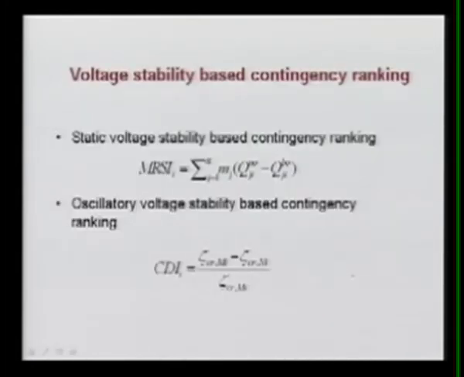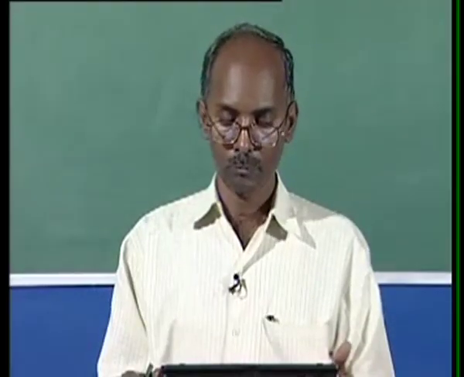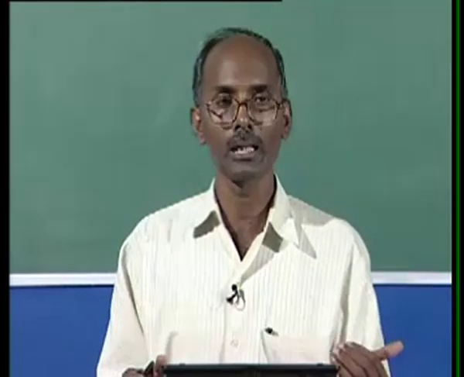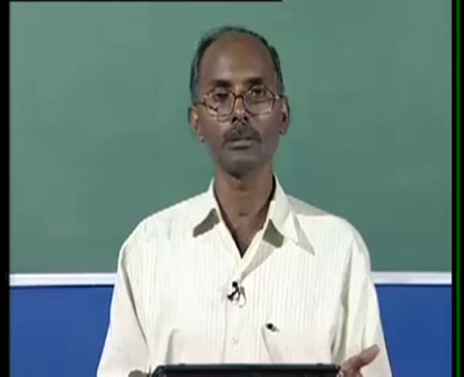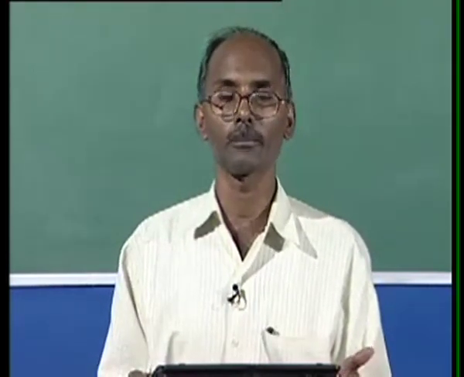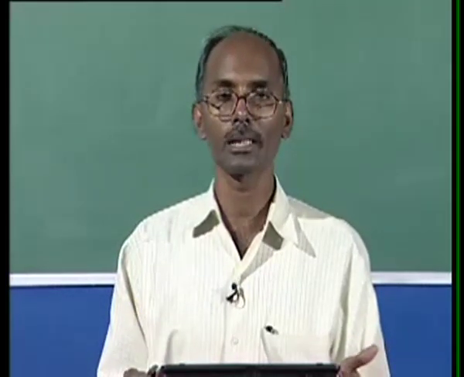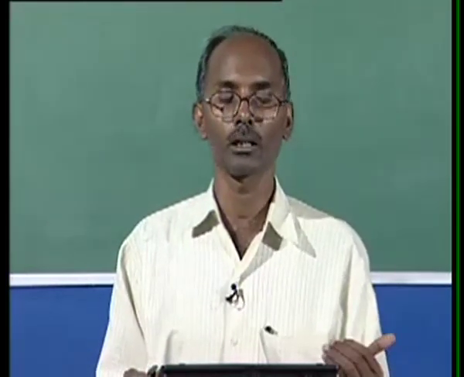Now, this voltage stability based contingency ranking. It means that in the power system we have to rank the contingencies. Again, I have discussed the power system security aspect, where normally we rank the contingencies according to severity. In the power system, there may be thousands of branch contingencies. So it is not possible to go for all the contingencies.